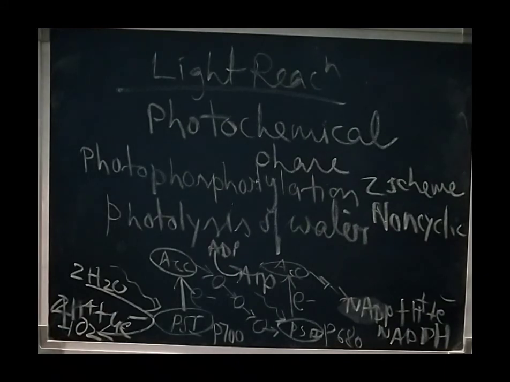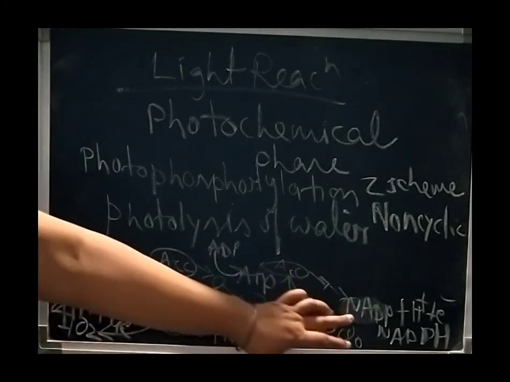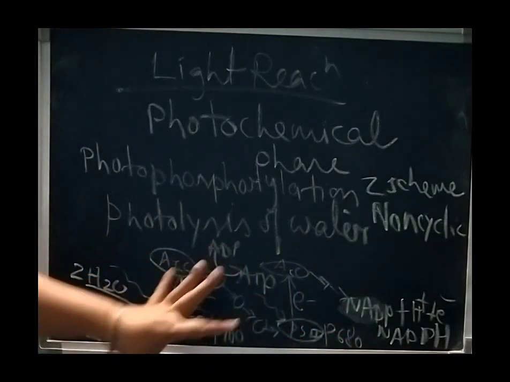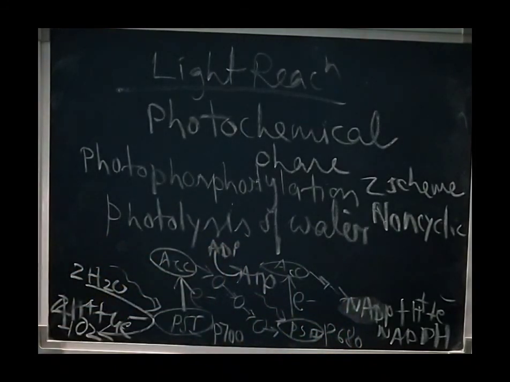So these are both non-cyclic and cyclic photophosphorylation, but the non-cyclic is the efficient one because both ATP as well as NADPH, chemical energy rich components, are produced.